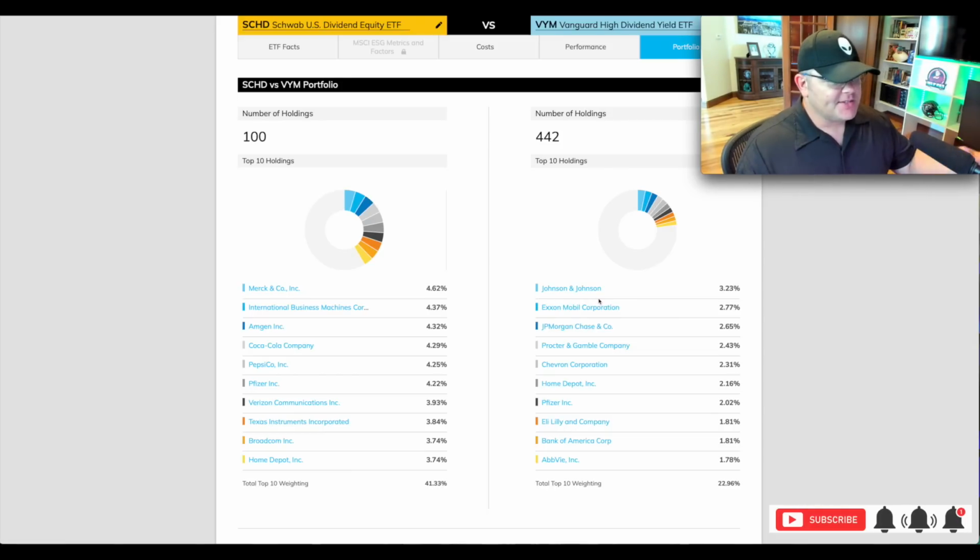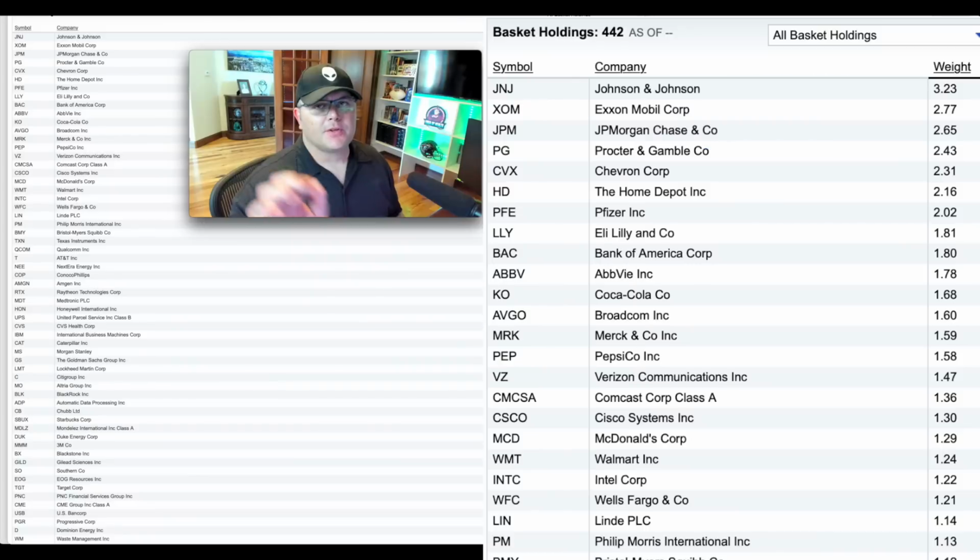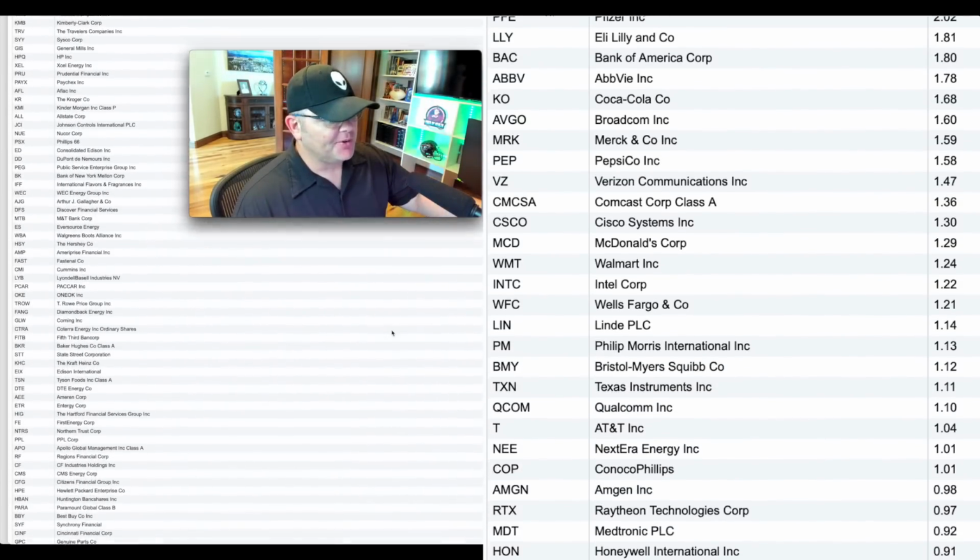It breaks it down here. You've got things like Exxon, JP Morgan, AbbVie. You've got a big range, really. The top weighting is 22.96% on this one and 41% on the other. So SCHD has fewer holdings and higher concentration. So this is VYM, and this is showing you all the holdings. You can see there's a lot of really small holdings.